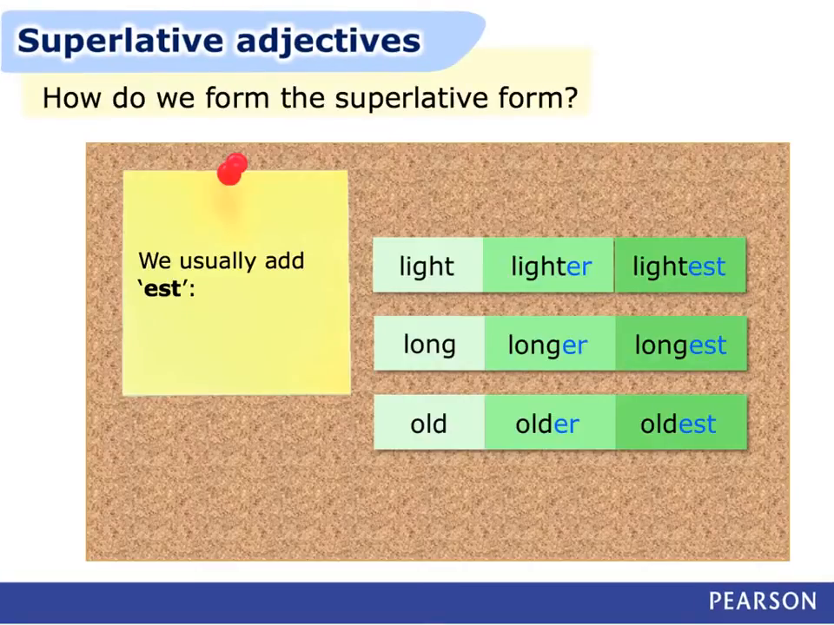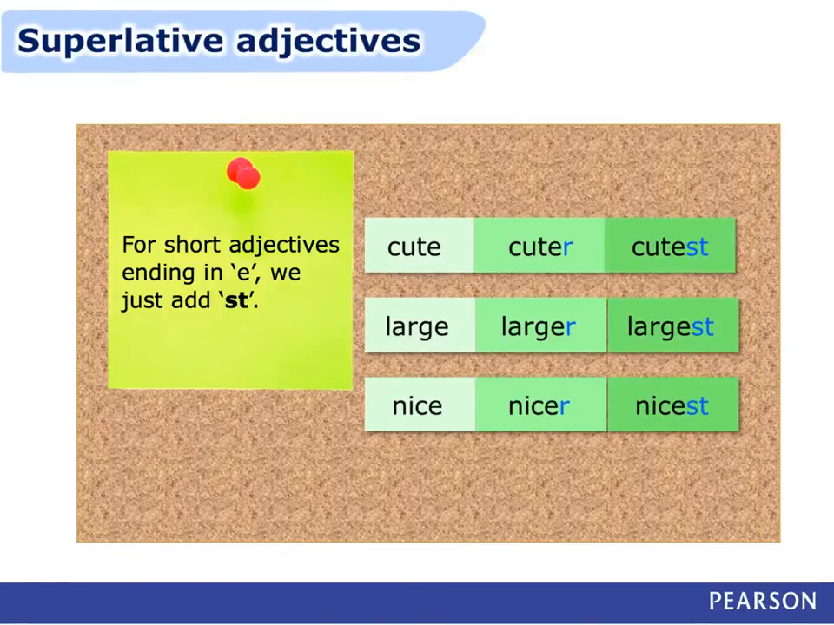To form a superlative adjective, instead of adding ER, we add EST for adjectives like light, long, and old, the one syllable adjectives that do not have a short vowel sound. If the adjective already ends with E, then we do not need to add one more E, we simply add ST to form superlative adjectives.